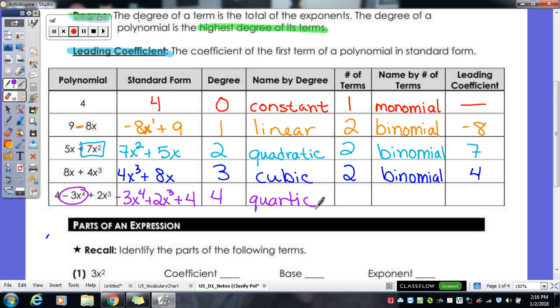How many terms do we have? 3. So we'll call this one a trinomial this time with our 3 terms. And again, beyond trinomial, if you got 4 terms, they just call it a polynomial. You got 5 terms, they call it a polynomial. You got 11 terms, they call it a polynomial. The only special ones are your monomials, your binomials, and your trinomials. Beyond that, it's just a polynomial. And then our leading coefficient would be negative 3.